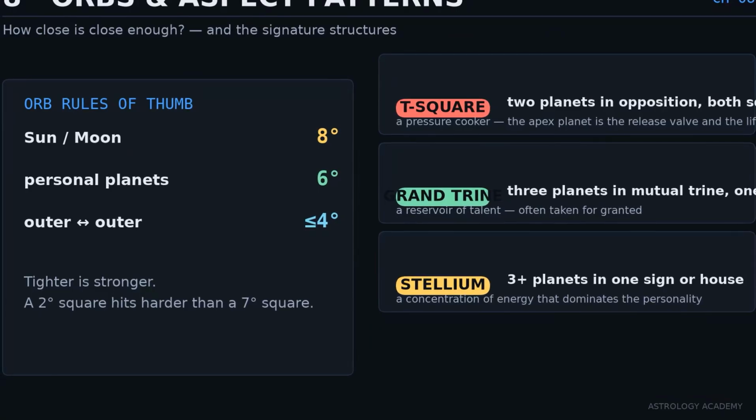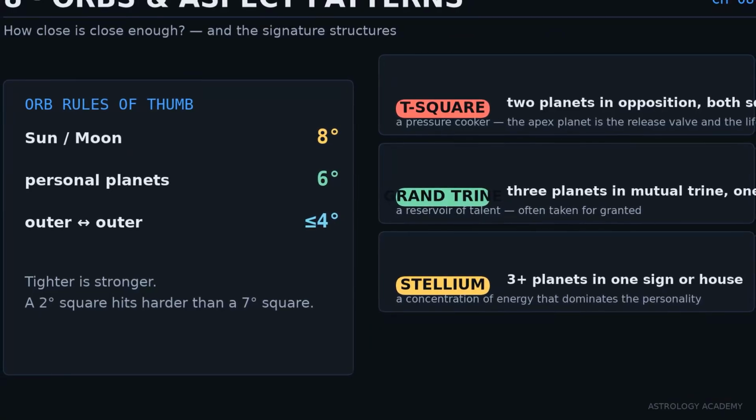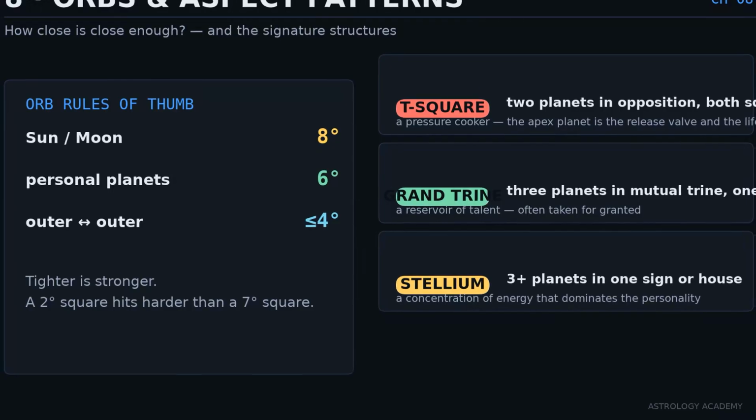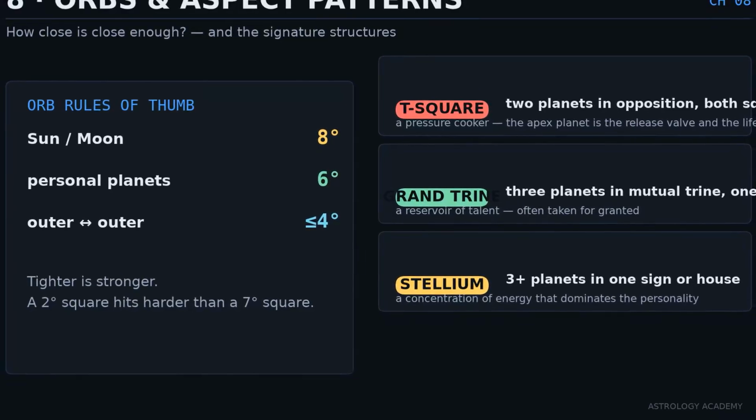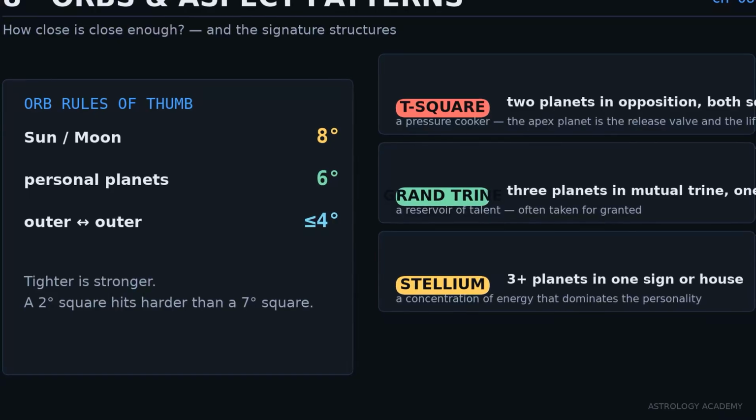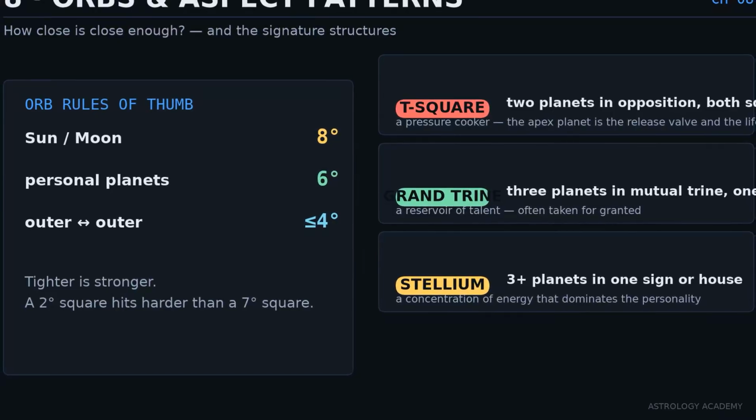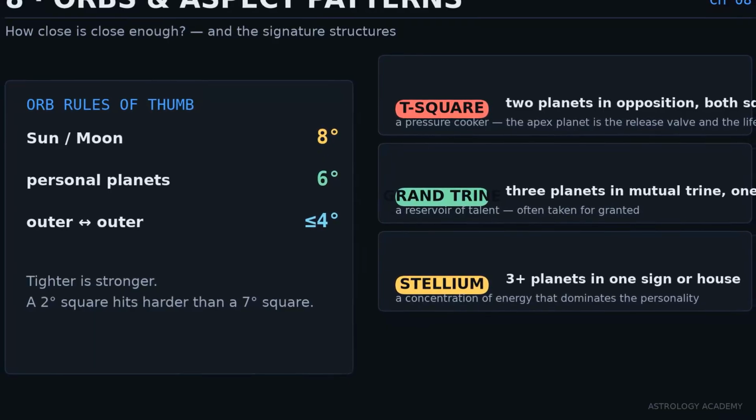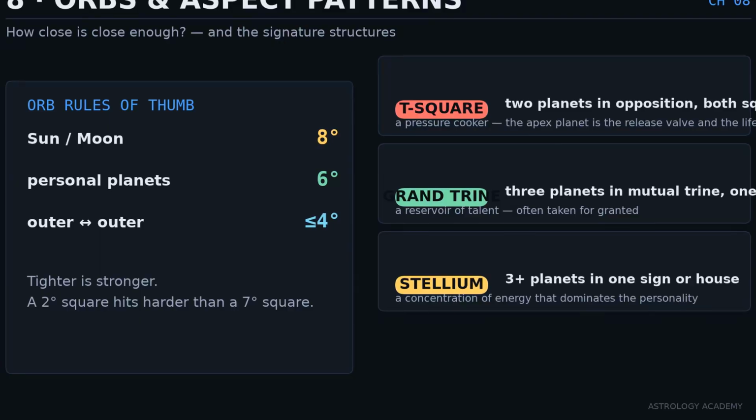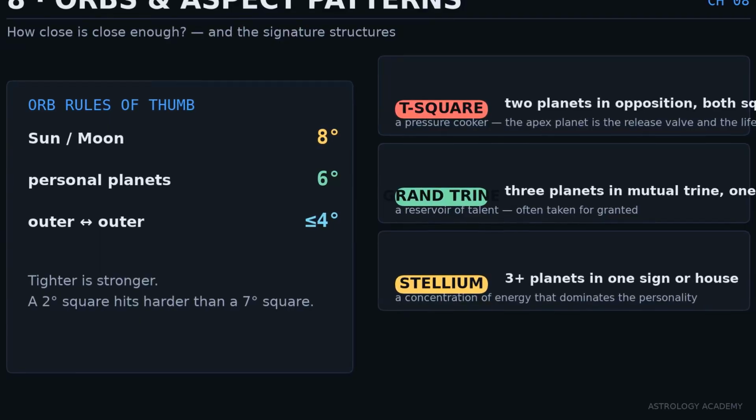How close is close enough? That is the question of the orb, the allowed deviation from the exact angle. A practical rule of thumb: use an orb of 8 degrees for the sun and moon, 6 degrees for planets involving the personal planets, and 4 degrees or less for the outer planets with each other. Tighter is stronger. A 2-degree square hits harder than a 7-degree square.